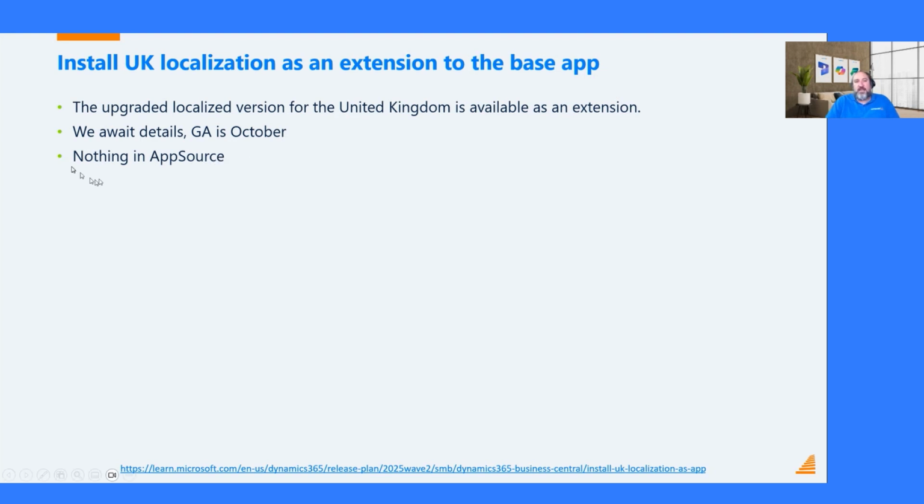At the moment, there's nothing in AppSource, so there's no actual UK localization app in AppSource. Not 100% sure. So at the moment, with the preview version, you can actually go and uninstall the UK extension. So if there is an extension, you can uninstall it, but you can't reinstall it again because there's no actual app on AppSource to install it from. So we await details. The web page still says GA is actually in October. So we'll probably see tomorrow when the videos are released, etc. We'll actually get a little bit more details on that specifically.